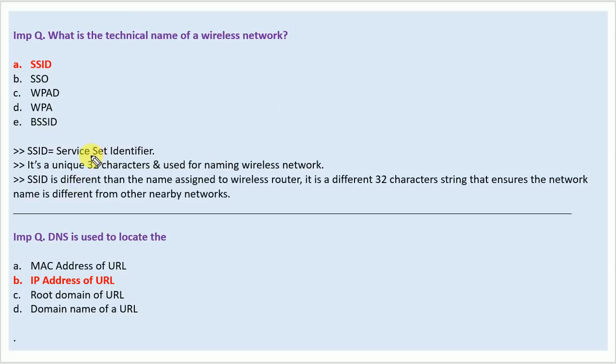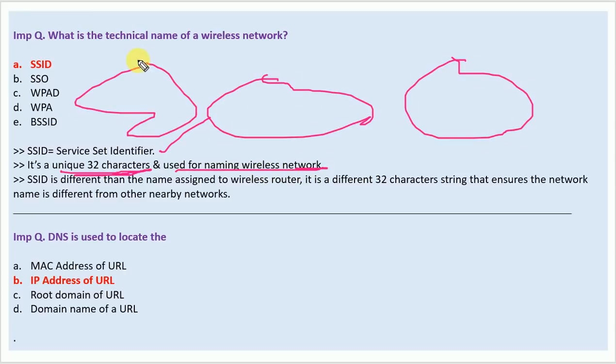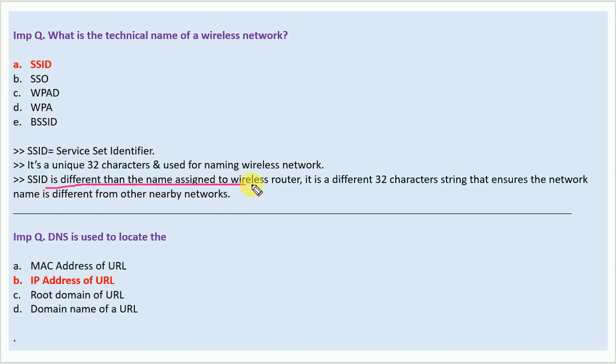Let's discuss the important points related to the SSID. First of all, as I told, it's a Service Set Identifier. It's a unique string of up to 32 characters used for naming the wireless network. Suppose I have this network. How will you identify all these networks? For this wireless network, we have to give some name, and for that we have an SSID, 32 characters long. As I already discussed, it is a different 32 character string that ensures the network name is different from other nearby networks.